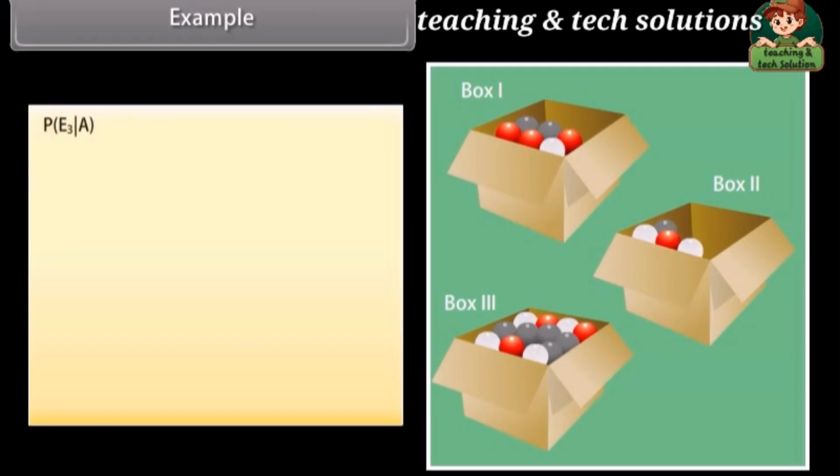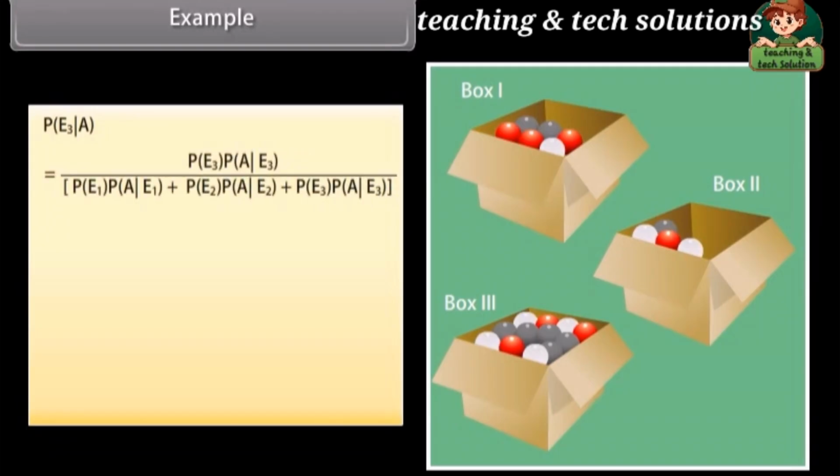The conditional probability of E3 when A is given is equal to probability of event E3 into conditional probability of event A when E3 is given, divided by probability of event E1 into conditional probability of event A when E1 is given, plus probability of event E2 into conditional probability of event A when E2 is given, plus probability of event E3 into conditional probability of event A when E3 is given, which is equal to 15 by 59.